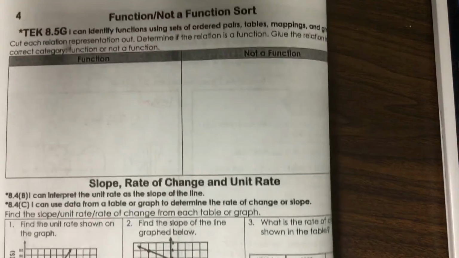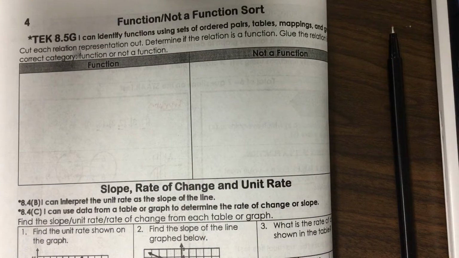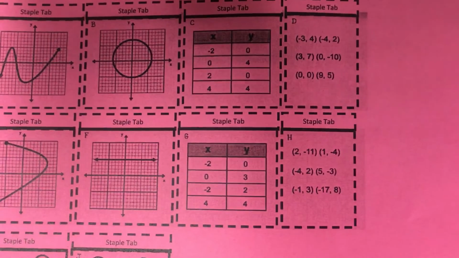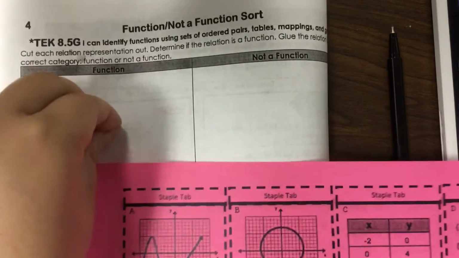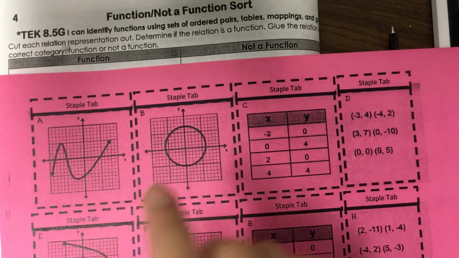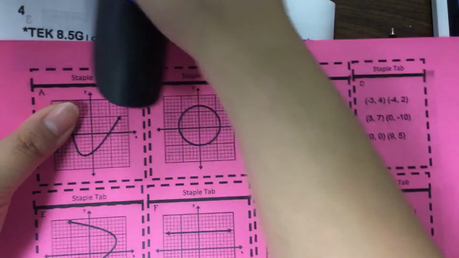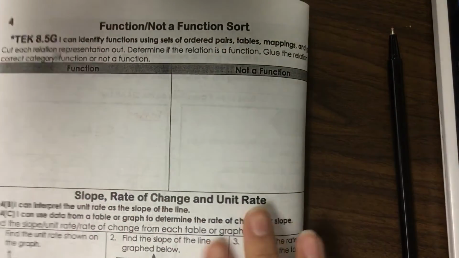So now what you guys are going to do on your own is your function and not a function card sort. You're going to be doing this on your own. You have your page of functions that you're going to be sorting through, and you're going to sort them into function, not a function. Once you've sorted them, you're going to staple it along this and stack them all up and then staple them all at once, and then you'll be fine there.